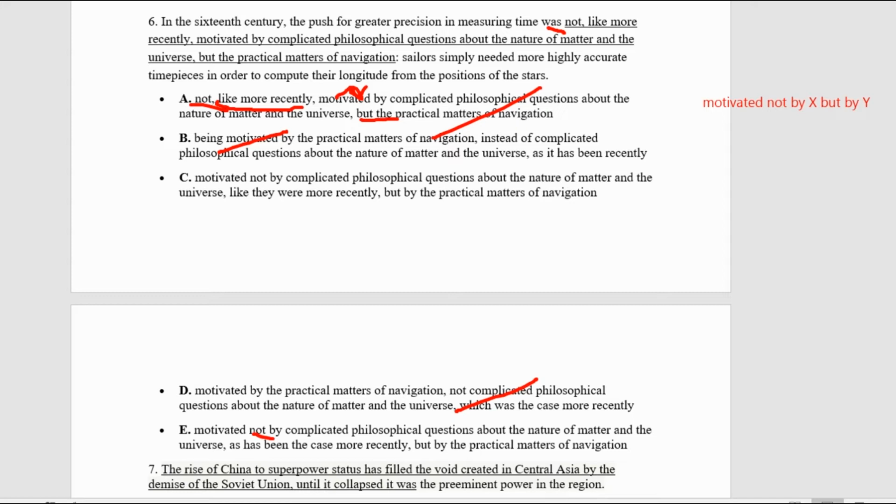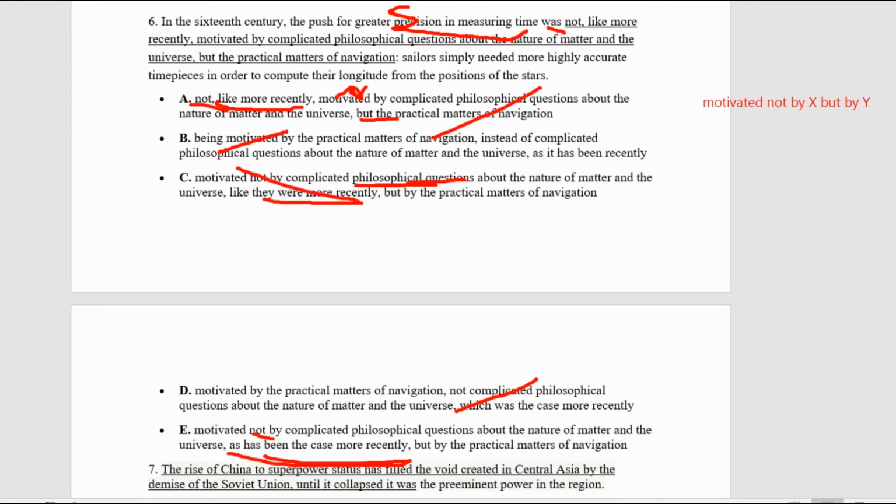The "not" is placed in the right place. "About nature and the universe, as has been the case more recently." By the way, this is also important, where it should be put. "But by the practical matters of navigation." Yes, it is great. "Motivated not by complicated matters, and like they were." Just a minute. "Like they were more recently." Who are they? It's strange. "Like it was the case" is logical. Here "they" refers to philosophical questions about the matter and the universe. It's strange, because we talk about precision in measuring time. We're not talking about philosophical questions. The subject is why we precisely measure time. That's why C is incorrect.